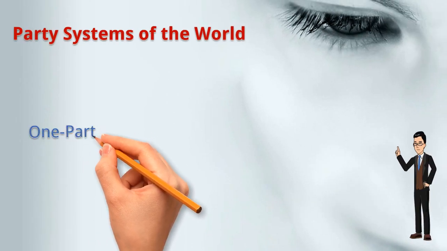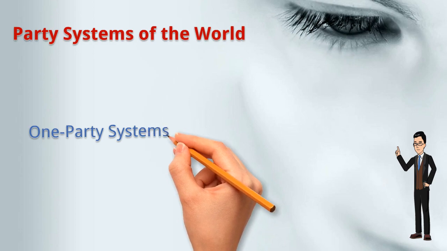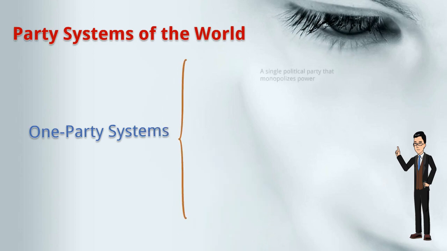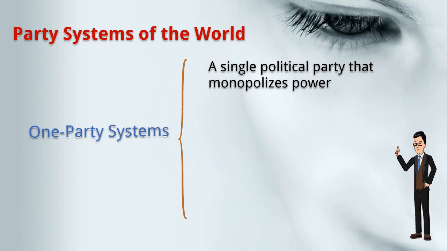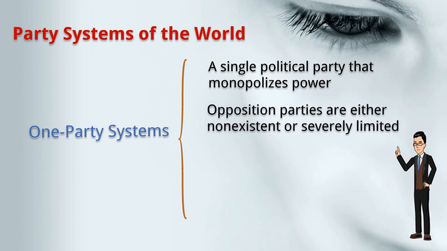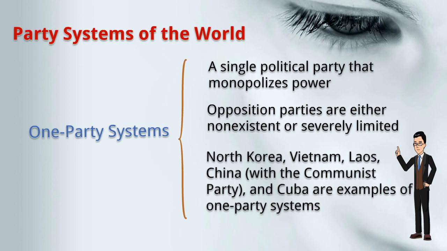One-party systems are characterized by the presence of a single political party that monopolizes power and suppresses opposition. These systems often exist in authoritarian or totalitarian regimes, where the ruling party controls all aspects of governance and restricts political freedoms. Countries like North Korea, Vietnam, Laos, China, with the Communist Party, and Cuba are examples of one-party systems. In such systems, opposition parties are either non-existent or severely limited, and political power is concentrated within the ruling party.